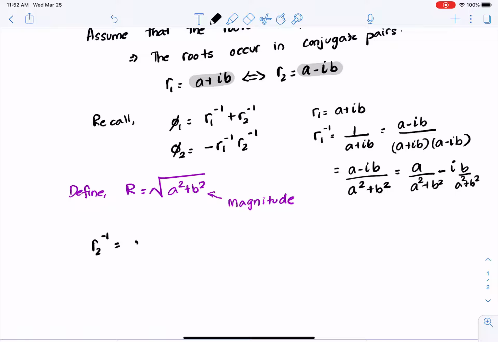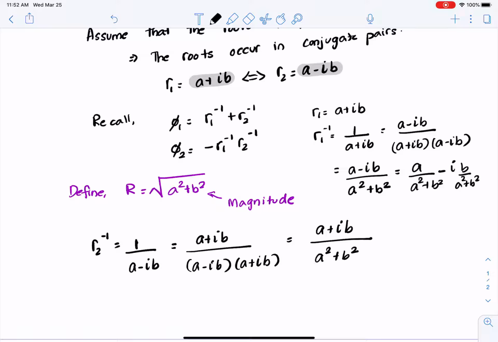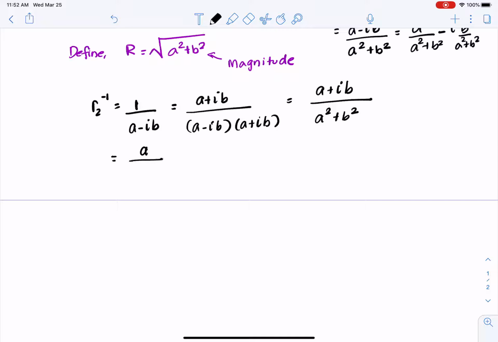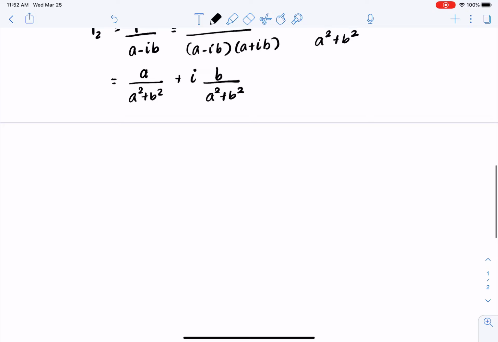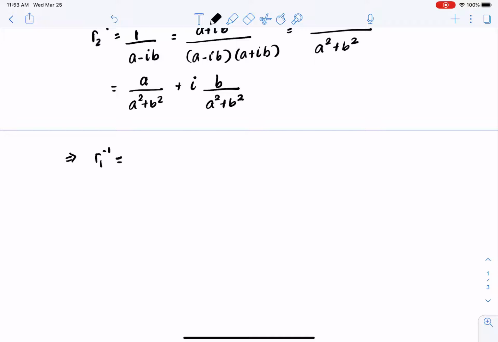In a similar manner, R2 inverse would be 1 over a minus ib, multiply and divide by the conjugate, so a plus ib divided by a minus ib times a plus ib, so we would get a plus ib divided by a squared plus b squared, which is simply a over a squared plus b squared plus i times b over a squared plus b squared. In short, we could write R1 inverse, which is alpha 1, as a over r squared minus i times b over r squared, and R2 inverse would be alpha 2, which is a over r squared plus i times b over r squared.